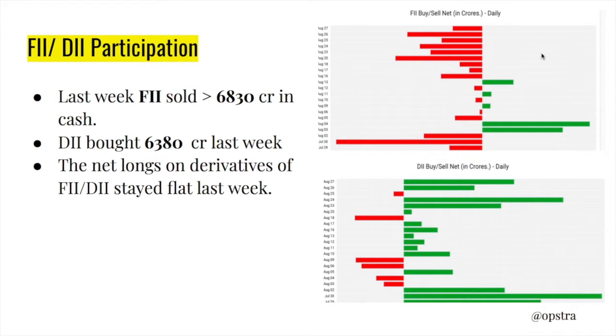Now, institutional participation, we can see that 6,830 crores were sold by foreign institutions. So you see the sea of red, it's only selling that has been happening since the last 2 weeks. But the good news is that DIIs bought almost all of it, 6,380 crore of buying, although interim selling happened in between, but DIIs are keeping the market from falling down. Now the derivatives net longs continue to be flat more or less. So that is the institutional participation.